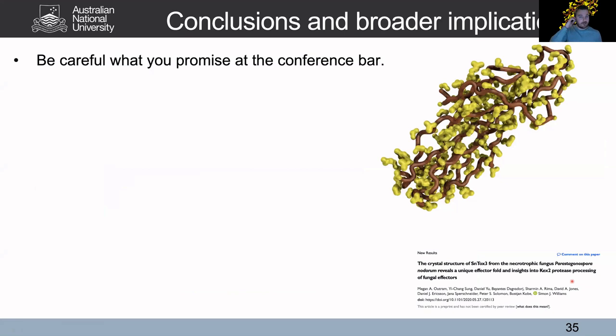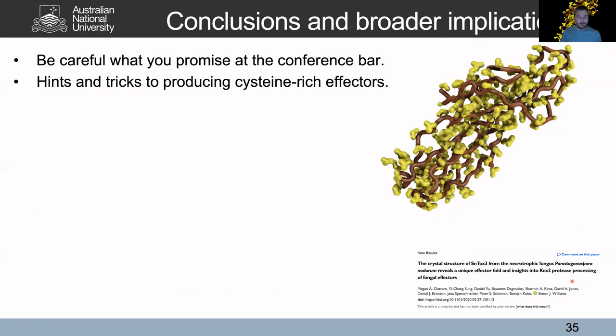So I think some conclusions and broad implications. One of the first things is be careful what you promise at the conference bar. This has been a long time coming. We've worked on all this stuff for a long time, but I think we've made some big inroads here, and Megan finally got that TOX3 structure before her PhD, which was fantastic. I'm fortunate to have Megan now working as a postdoc with me. I hope I've provided some hints and tricks to producing cysteine-rich effectors. There's more information here in our preprint that you can go and have a look at.